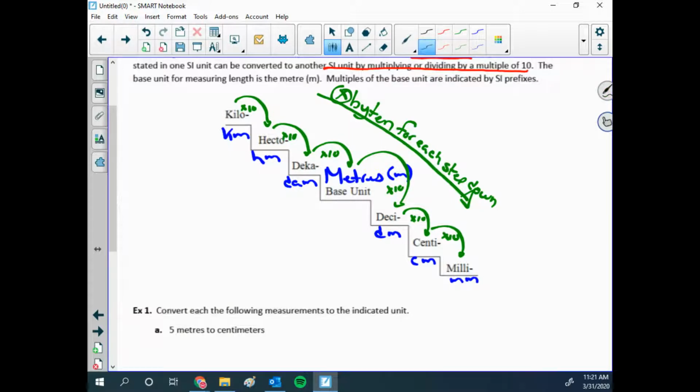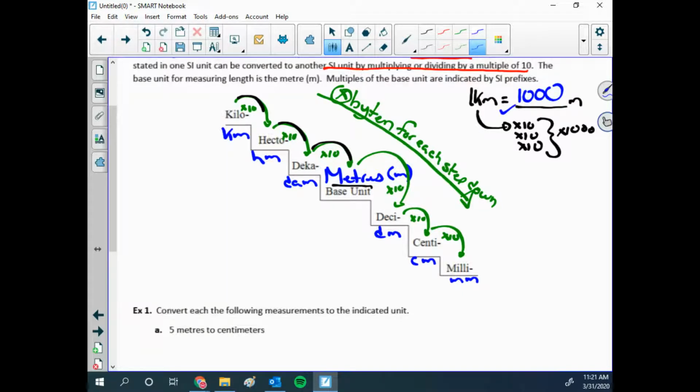So, for example, let's say I have 1 kilometer, and I want to know how many meters that is. Well, using this staircase, I could times by 10 1, 2, 3 times, and then I end up at meters. So to go from kilometers to meters, I times by 10, times by 10, times by 10. Timesing by 10 3 times is the same as timesing by 1,000. So those are the same thing. Well, what's 1 times 1,000? It is 1,000. And that is true, right? 1 kilometer is equal to 1,000 meters.